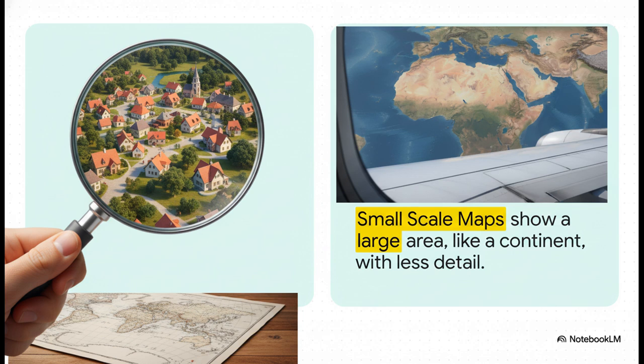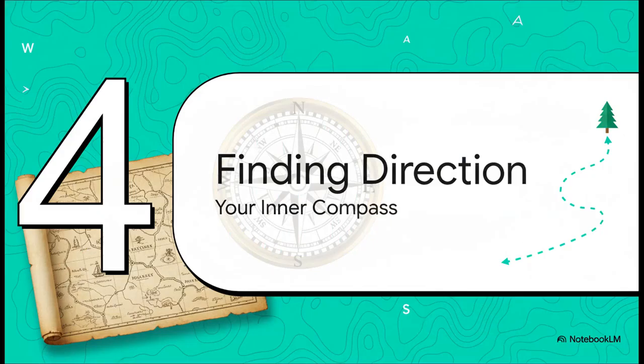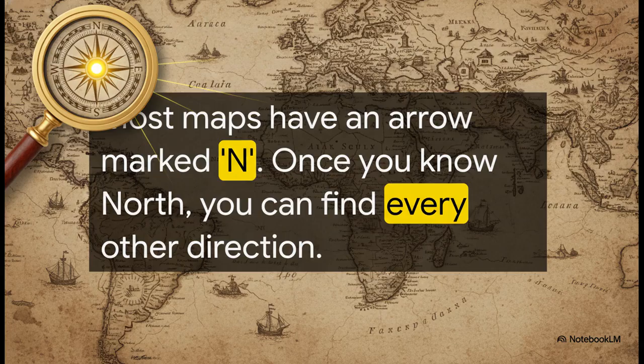So just remember this: the larger the scale, the more you can see. Okay, so you've got your map, you understand the scale, but which way do you hold it? How do you know which way is up, down, left, or right in the real world? Easy. You look for the north line.